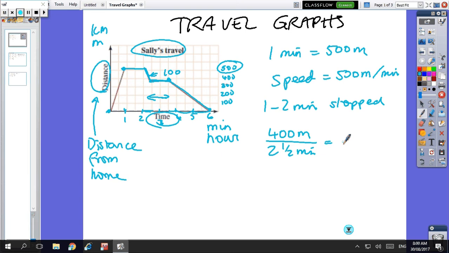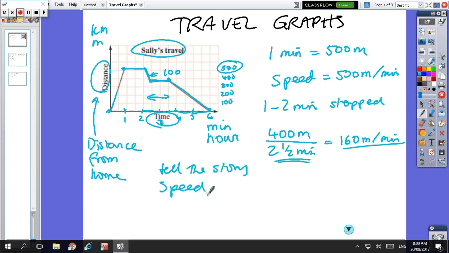I think that's 160 meters per minute. I haven't got my calculator with me, but it's something like that, whatever that divides to. So this journey does not represent her going up a hill and coming down a hill. It's just going away from home and then coming back. You can tell the story of the journey. You might be asked to find speeds and how long things are happening for. So that's an example.